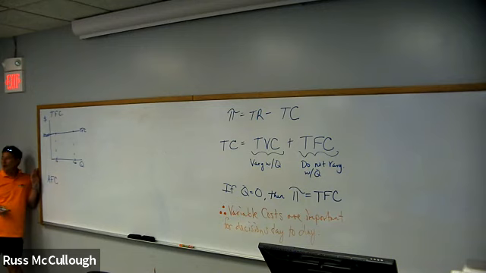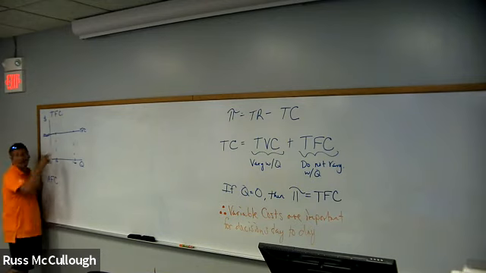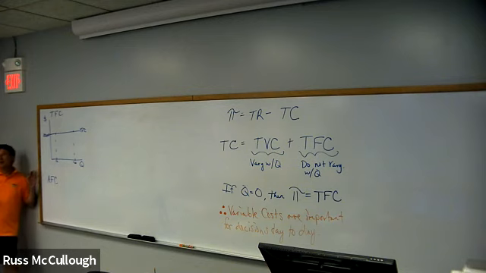Average fixed cost. Same line? What do you mean? Oh, like we write it right on top of each other? How would we find the average fixed cost?